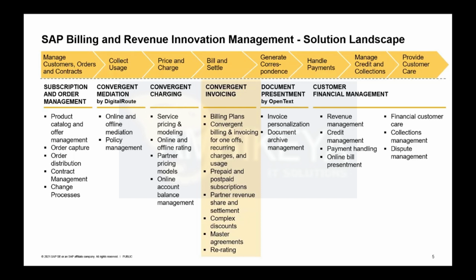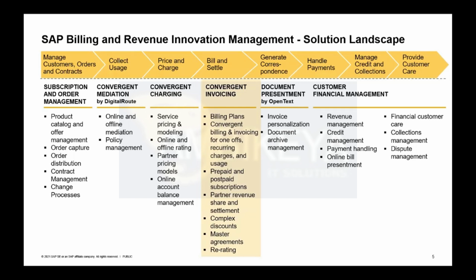Now we come to the convergent invoicing. We can either use the convergent invoicing as I show you here, as the complete solution landscape as part of BRIM, but we also have some industries where they don't use, for example, subscription order management, convergent charging or convergent mediation, where it's just used, for example, in combination with utilities industries as an adapter for accounting, for example.